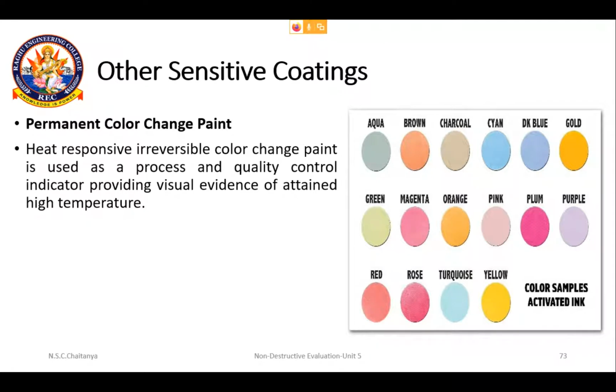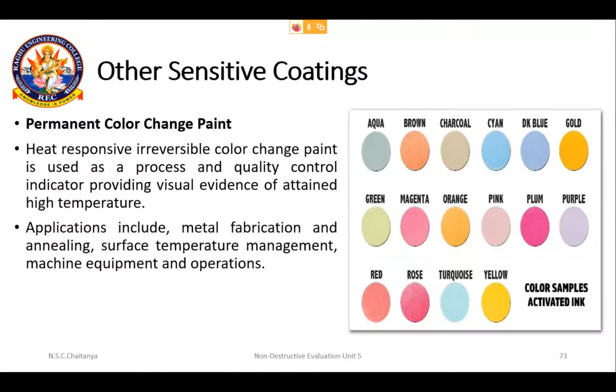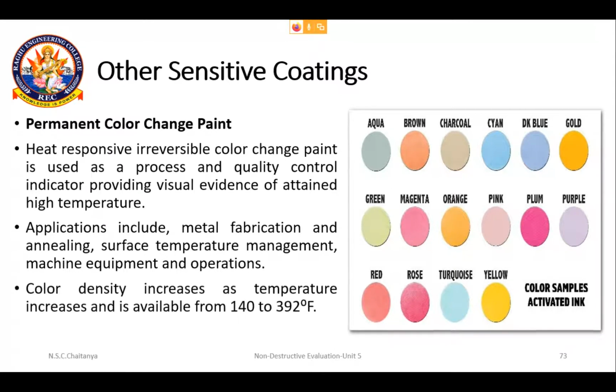Heat responsive, irreversible color change paint is used as a process and quality control indicator, providing visual evidence of attained high temperature. Very simple. You choose a temperature range, and according to the temperature range, you choose that sticker or ink or paint, and whenever the temperature range is attained, it changes into that specific color. Applications include metal fabrication and annealing, surface temperature management, machine equipment, and operations. Color density increases as temperature increases and is available from 140 to 392 degrees Fahrenheit.